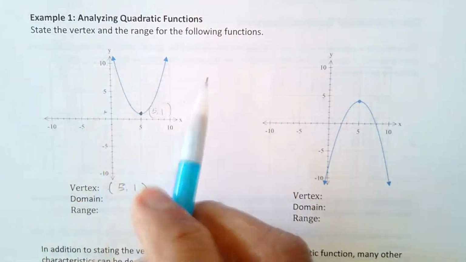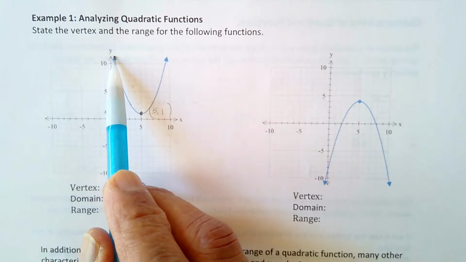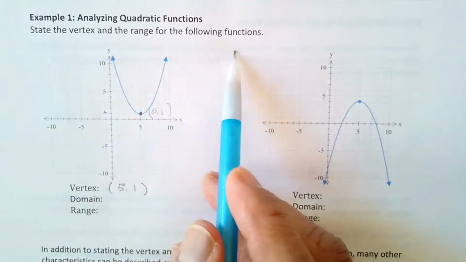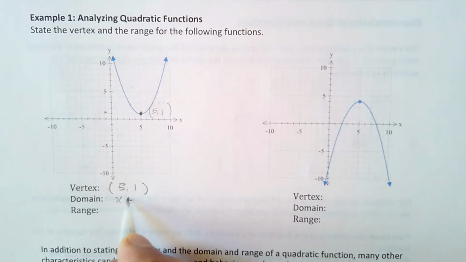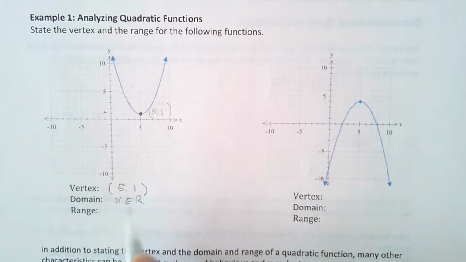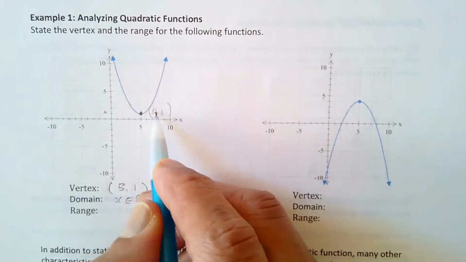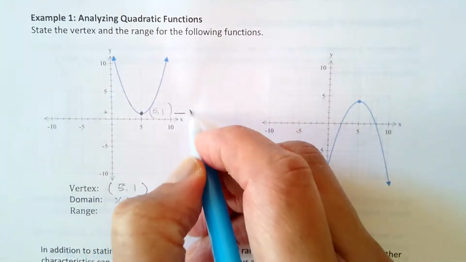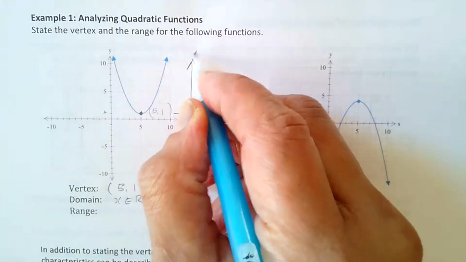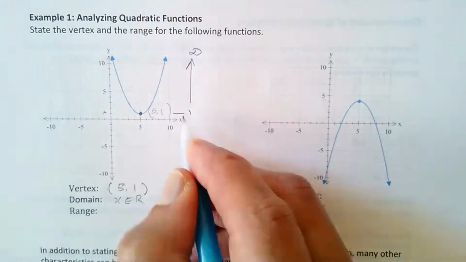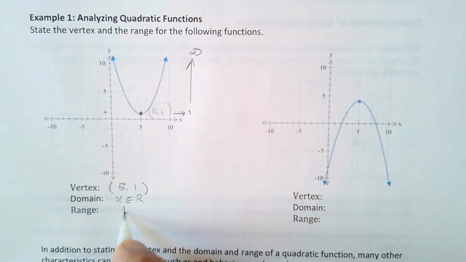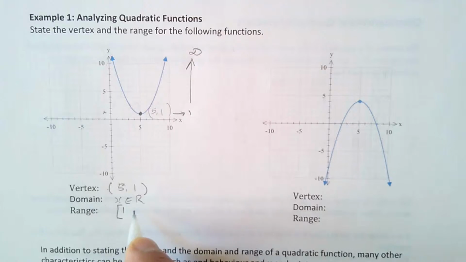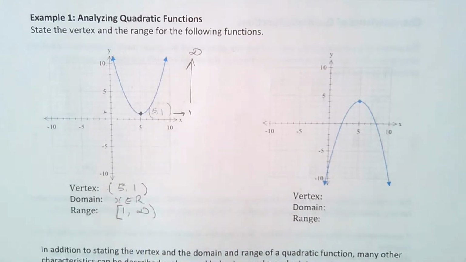The domain, because this graph, the arrowhead here indicates it's going to the left and going to the right. So we say x is the set of real numbers. The range now is from 1 going up to infinity. So this is my range: 1 square bracket to infinity.